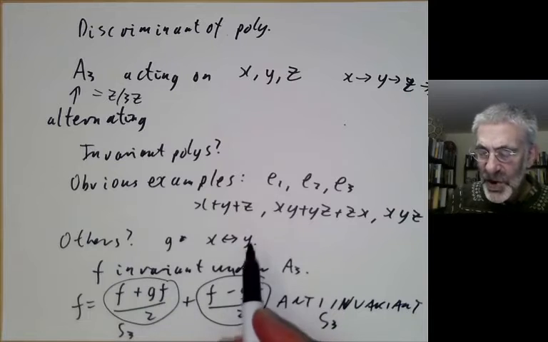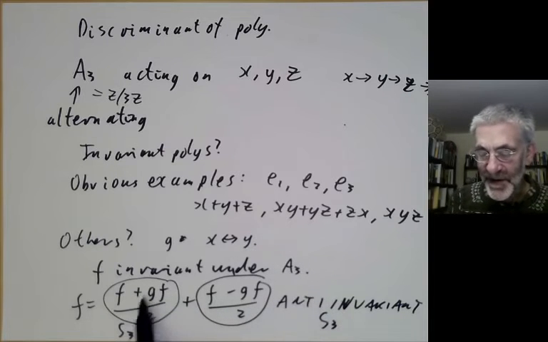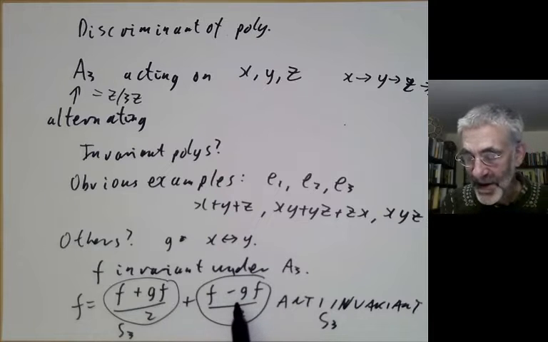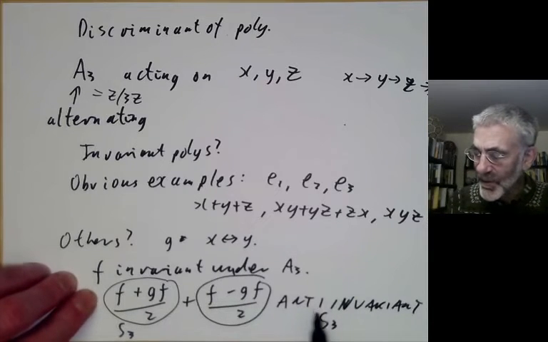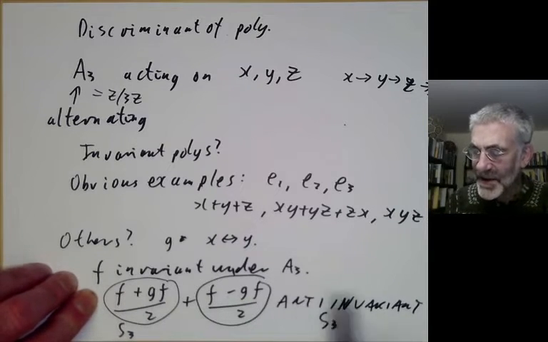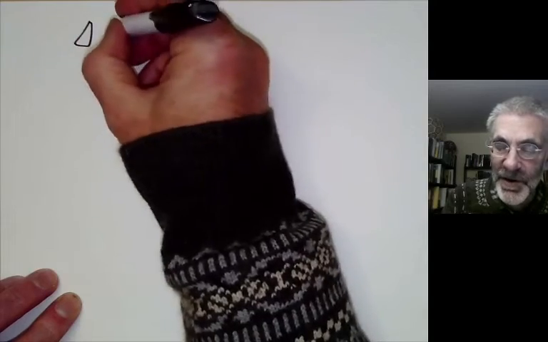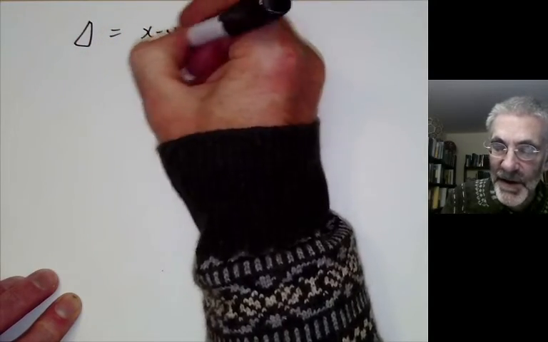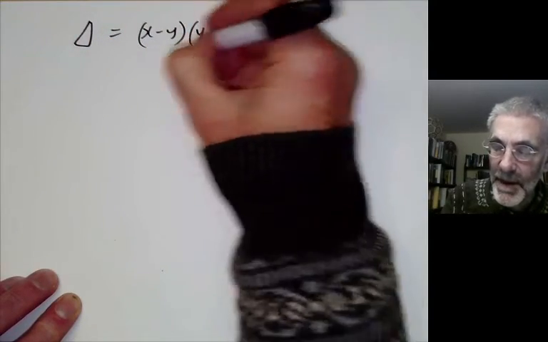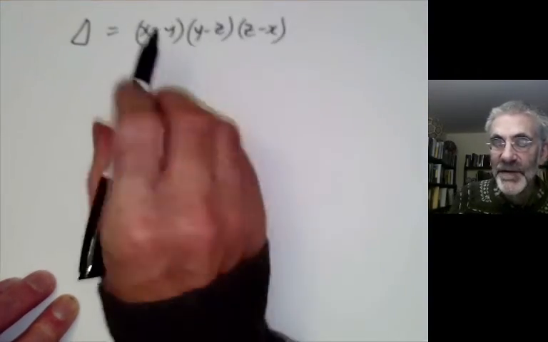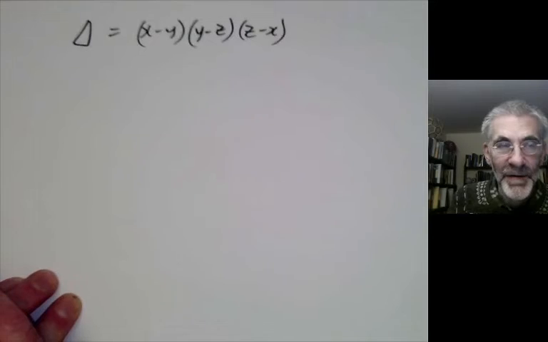So there are sort of two sorts of invariants of A3. There are the ones that are invariant under S3, and the ones that are anti-invariant. So we want to know, can we find any examples of anti-invariants of S3? And there's one obvious example. We can just take the polynomial delta, which is (x minus y)(y minus z)(z minus x). And you can see this changes sign if we switch any two of x and y.